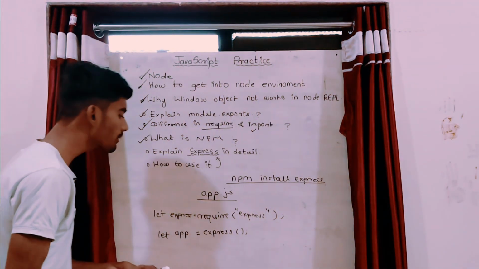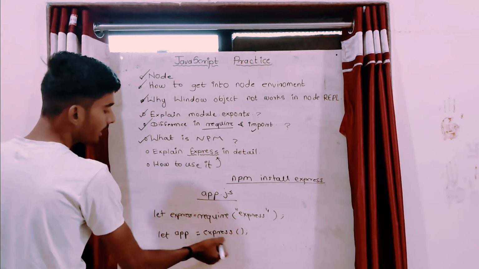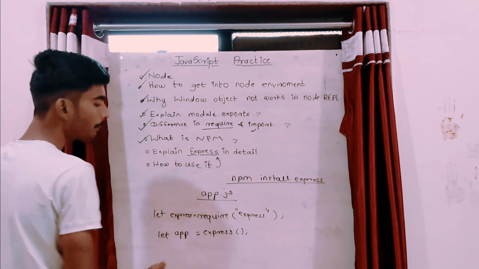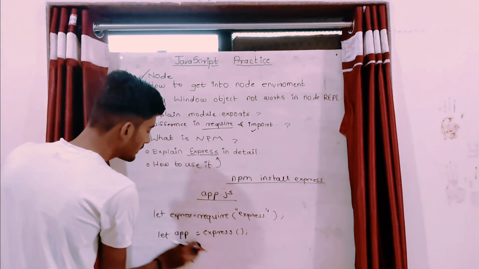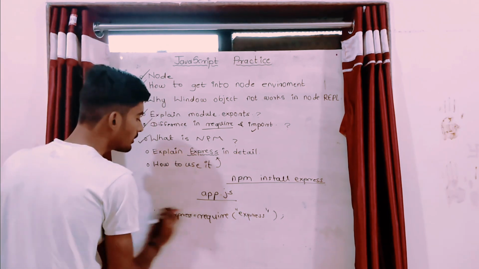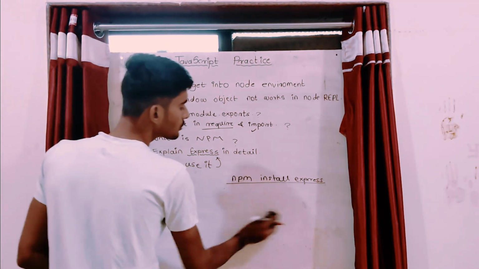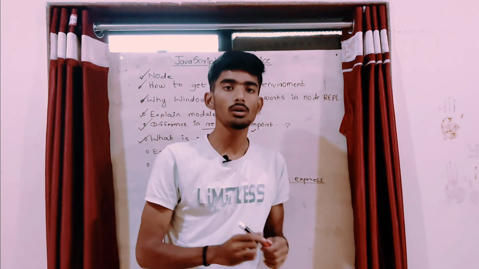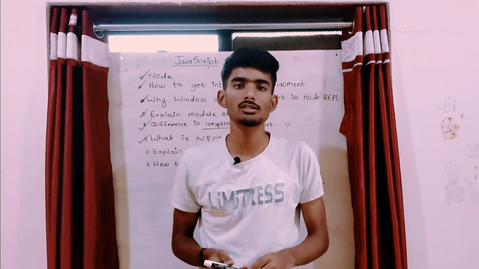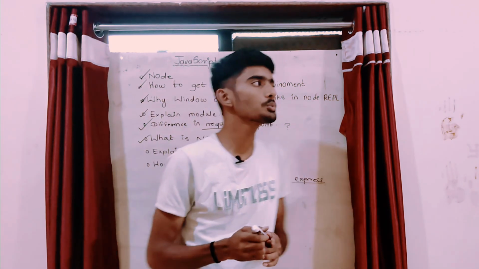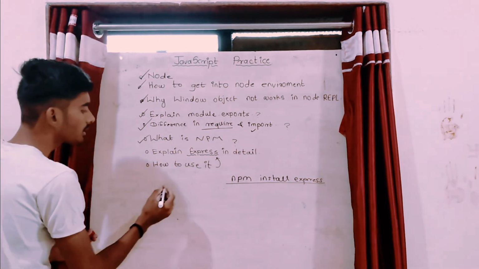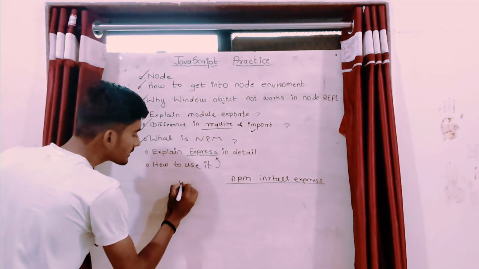Now what we have done is stored the Express function into app. And now this app variable will be able to use all the methods and functions stored in the Express package. There are many methods in the Express package, and from those we are going to discuss 3 methods, starting with the .listen method.